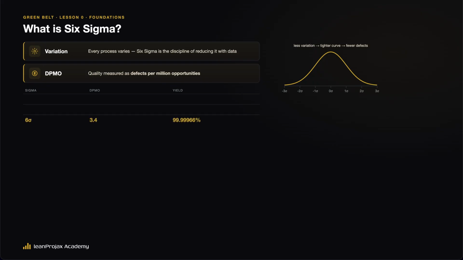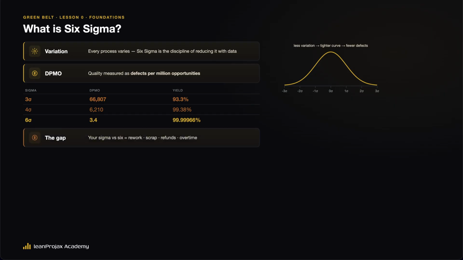That's 99.99966% yield. Most businesses run closer to 3 or 4 Sigma, tens of thousands of defects per million. The gap between where you are and Six Sigma, that's rework, scrap, refunds, and overtime. Six Sigma is the discipline of closing that gap with data instead of opinions.